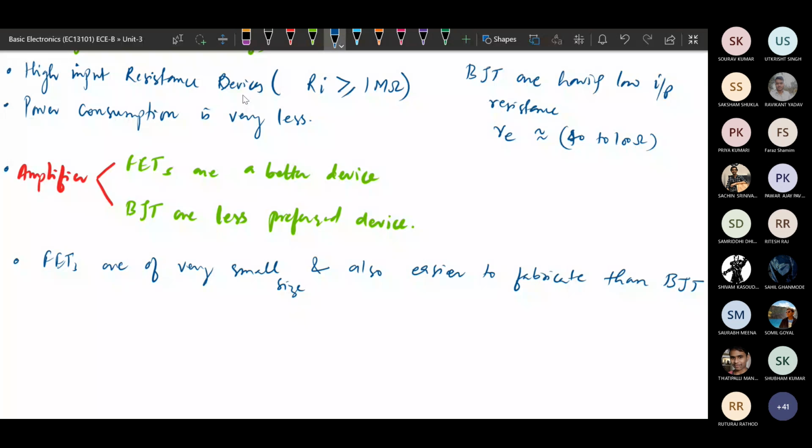It is easier to fabricate than these BJTs. So these are the different properties of FETs compared to the BJT, and it is one of the important devices that is most frequently used in current electronic applications. Okay, there are some disadvantages also, like there are some advantages associated with FETs. So we will just see what the disadvantages are.